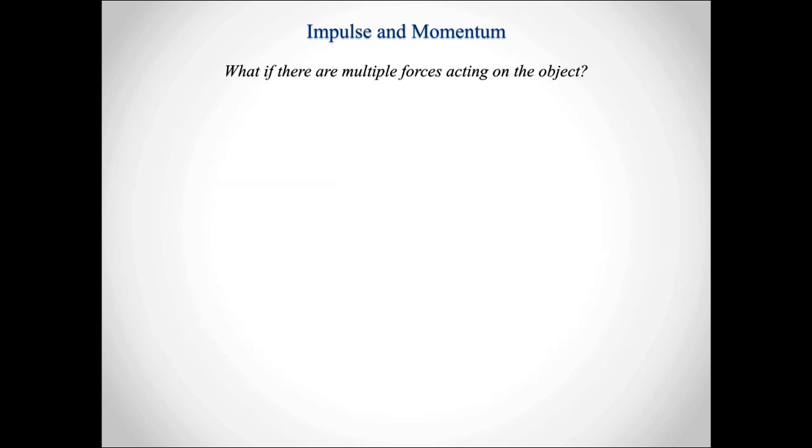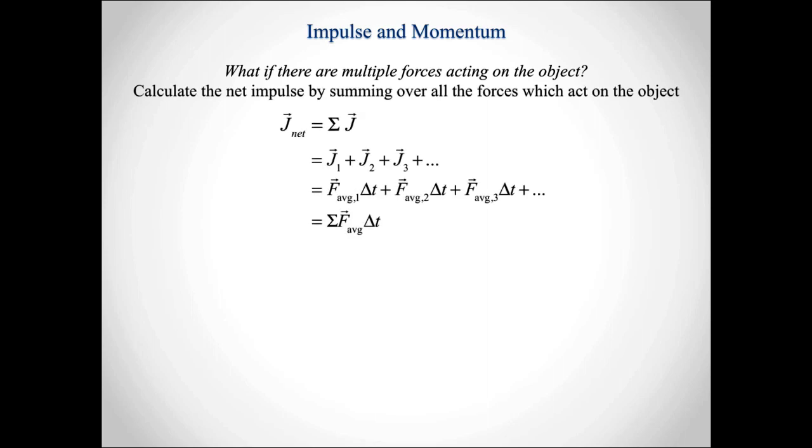So what if there are multiple forces acting on the object? Well, all I'm going to do is calculate the net impulse by doing a vector addition problem. The net impulse is just the sum of all the individual impulses exerted on the object. So if I've got J1 plus J2 plus J3 plus however many other impulses are being exerted on the object, each by a different force, all of those act over some time interval that happens to be the same. And I can think about that impulse as being equal to that time interval times each of those average forces. I factor out the delta t, and I'm left with the net average force acting on the object times delta t. That's going to give me the net impulse.